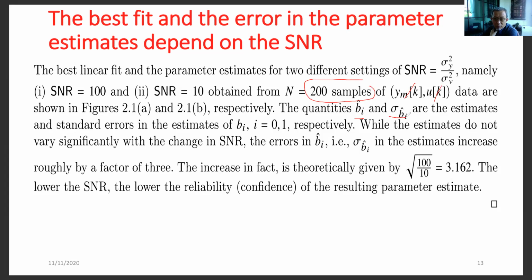In the estimates of Bi, i is equal to 0, 1, and so on, the estimates do not vary significantly with the change of SNR. But the errors for Bi, sigma Bi, increase roughly by a factor of 3 between SNR 100 and SNR 10. This gives us theoretically the square root of 100 divided by 10, which is about 3. So there is a three times difference between the left and right figures.